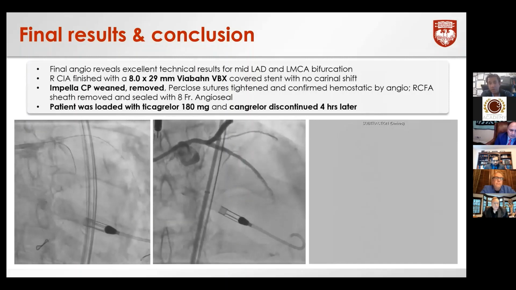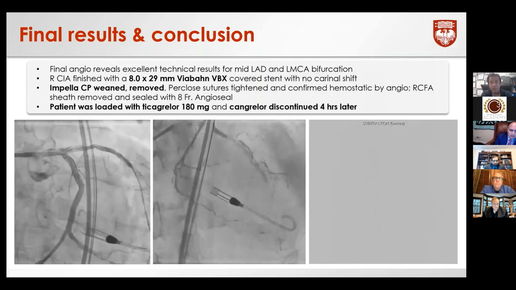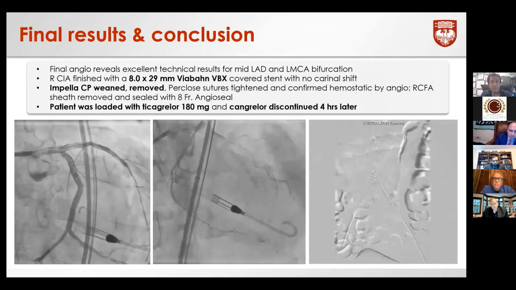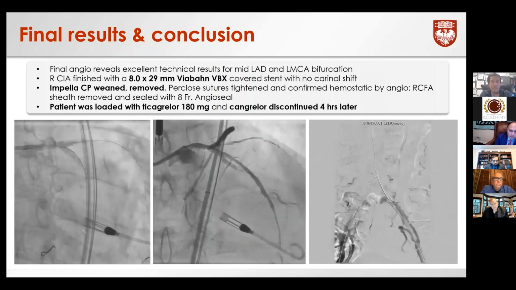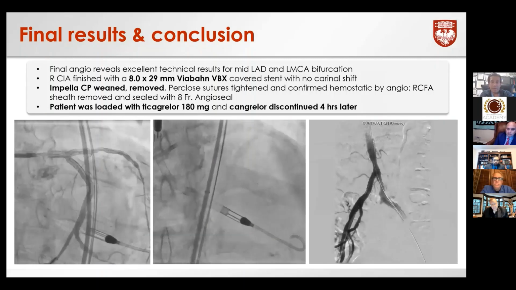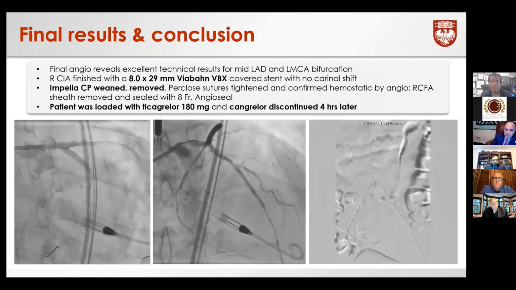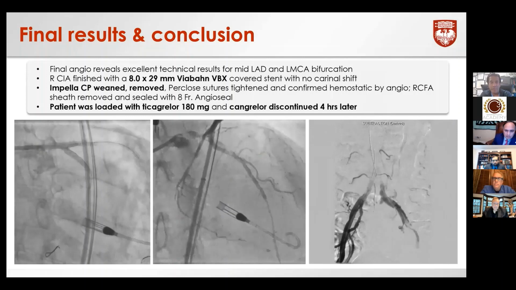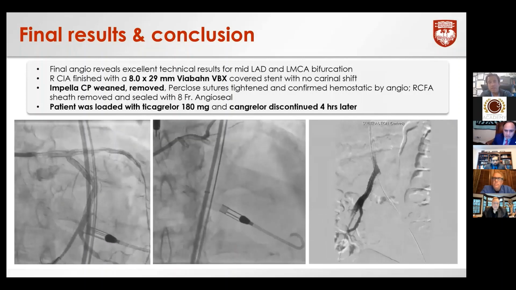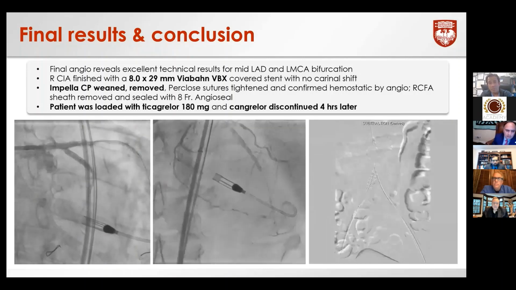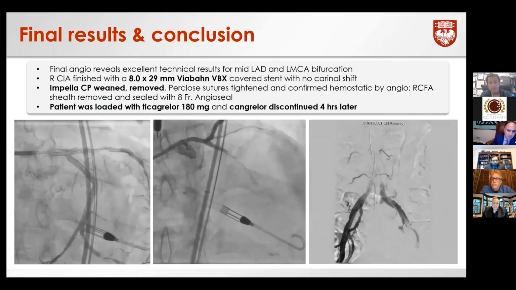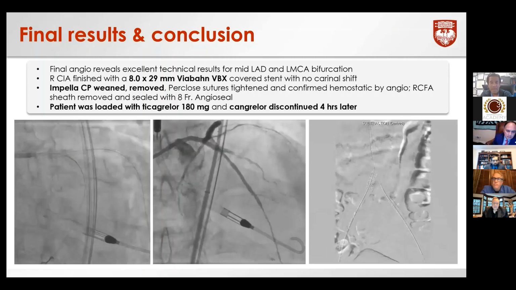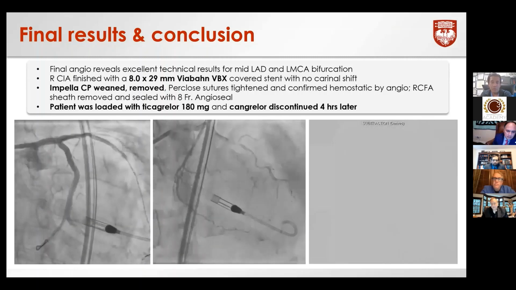It looked pretty good. We had some sluggish flow in the LAD while we were working on the left main. Certainly that cleaned up with some nitro and some adenosine. And then we were able to wean the Impella in the lab. We finished the right common iliac with an 8 by 29 Viabahn covered stent. We weaned the Impella, tightened down the Perclose, went up and over through the fresh stent, made sure that we had a tight seal, loaded with Angiomax at the end, and we continued the Kengreal for about 4 hours.